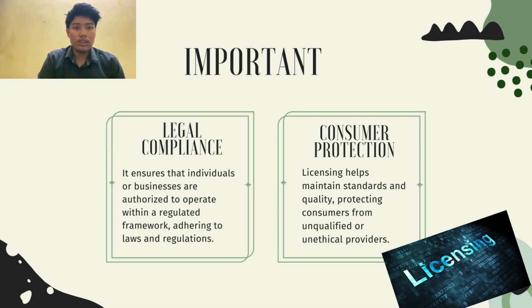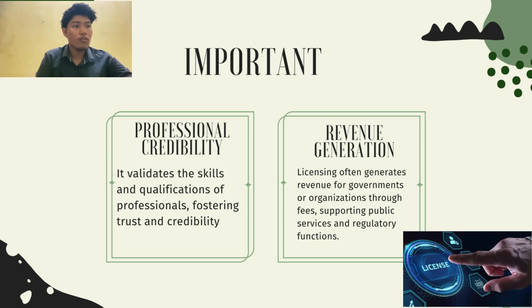So I will continue the presentation of the importance of licensing. So the first one is legal compliance. It ensures that individuals or businesses are authorized to operate within a regulated framework, adhering to laws and regulations. So the second one is consumer protection. Licensing helps maintain standards and quality, protecting consumers from unqualified or unethical providers. So the third one is professional credibility. It validates the skill and qualification of professionals, fostering trust and credibility. So last but not least is revenue generation. Licensing often generates revenue for government or organizations through fees, supporting public services and regulatory functions.